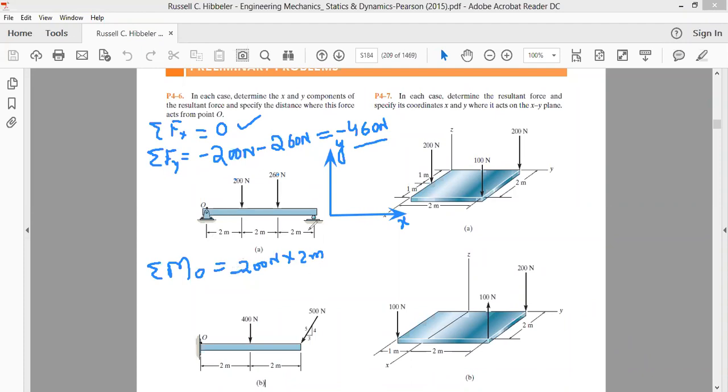And the moment because of this 260 Newton force will be 260 Newton multiplied by 4 meter. Since this 260 Newton force is also trying to rotate the beam in the clockwise direction, this will also be negative. Therefore, this is minus 400 Newton meter, and this is minus 1040 Newton meter.